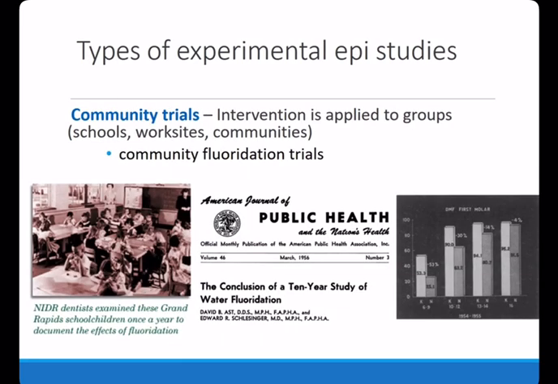Another type of experiment is the community intervention, in which the intervention is implemented at the community level instead of the individual level, and is generally conducted when it is impossible to offer or evaluate the intervention at the individual level. For example, the community fluoridation trials in the 1940s and 1950s that evaluated the effect of fluoride in community water supply were community intervention trials.